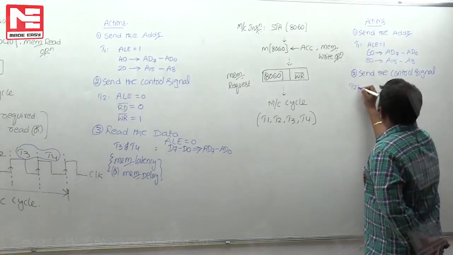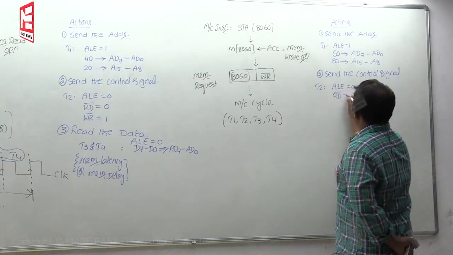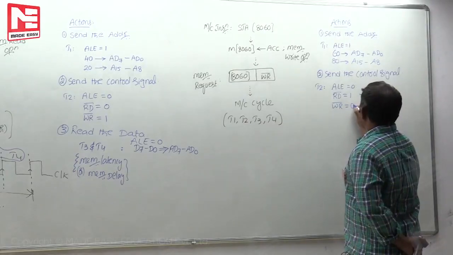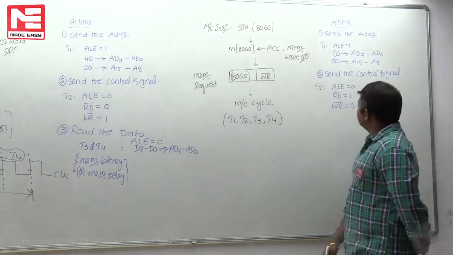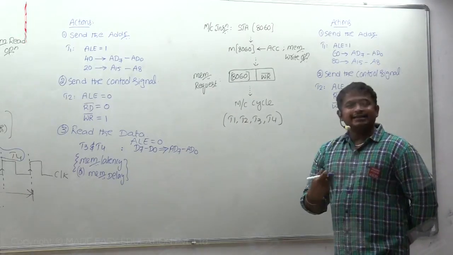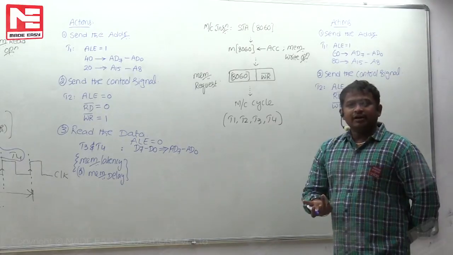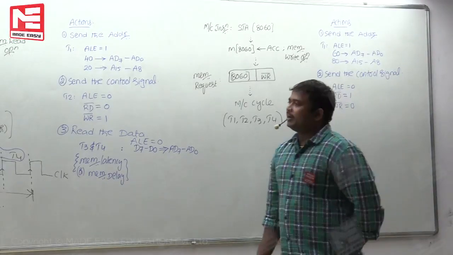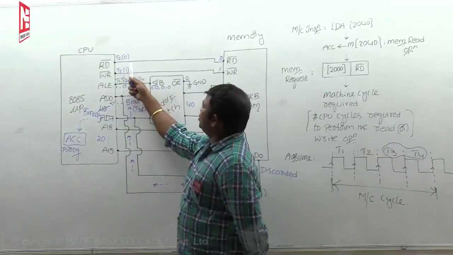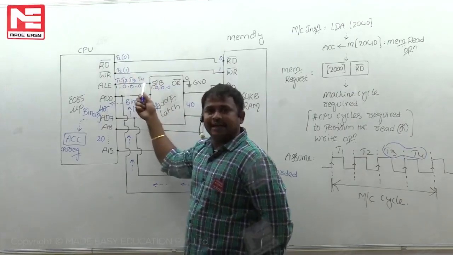So T2, ALE pin equal to 0, RD bar pin is 1, WR bar pin is 0. That means active low pin WR bar. So that send signal 0, then write operation is enabled. Send signal 1, read operation is disabled. Automatically in the hardware, here in T2 WR bar becomes 0, in T2 RD bar becomes 1. So read is disabled, write is enabled.